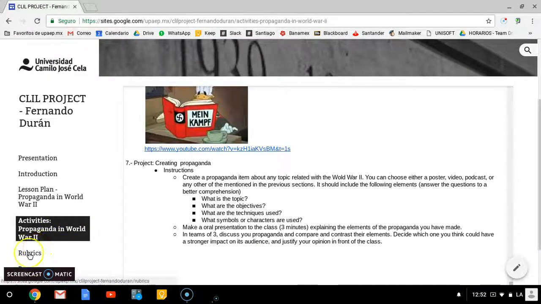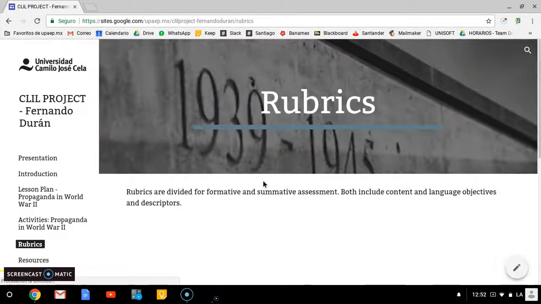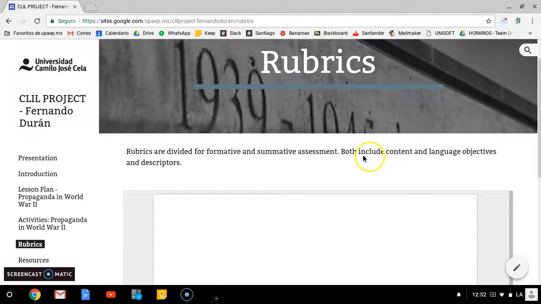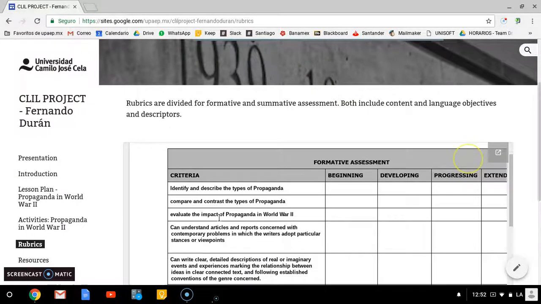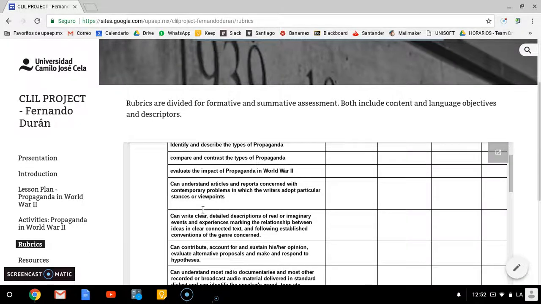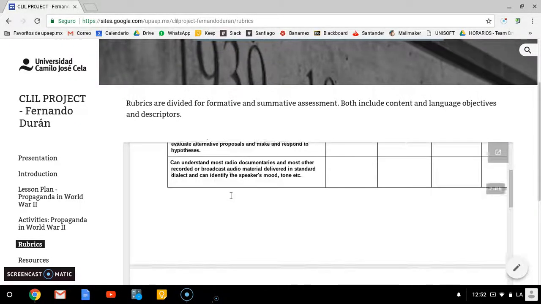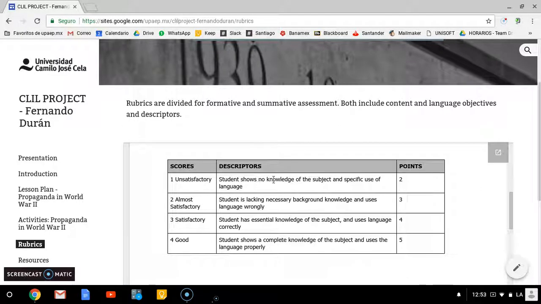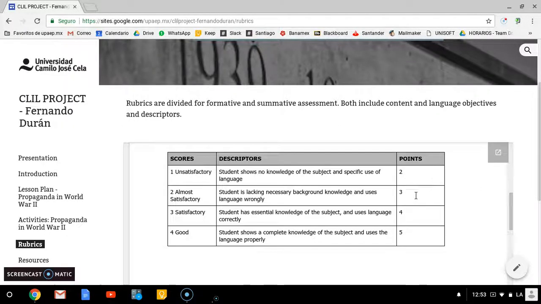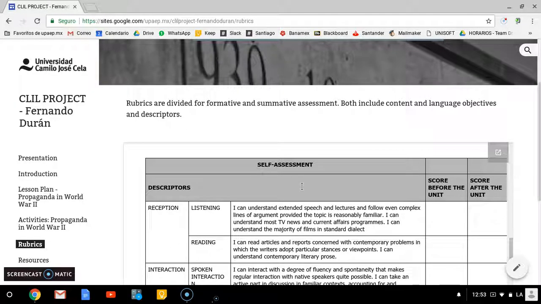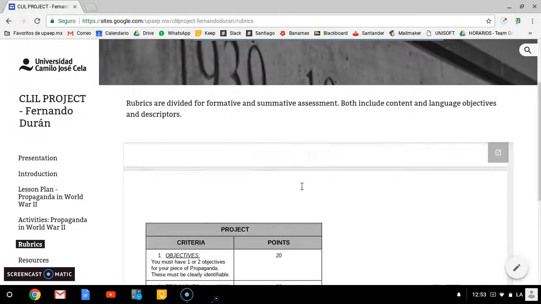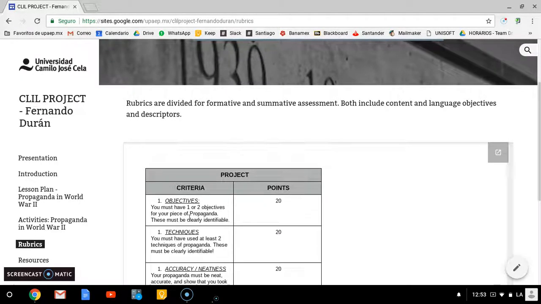Right here, we do not have enough time to explain the rubrics, but you can see the rubrics divided into formative and summative assessment. Right here are the criteria and both content and language descriptors. Then you can find all the descriptors and the scores and points. And right here you can see a self-assessment. I believe it is important to include the students in their own process of learning. And at the end, you can find more rubrics about the final project, etc.